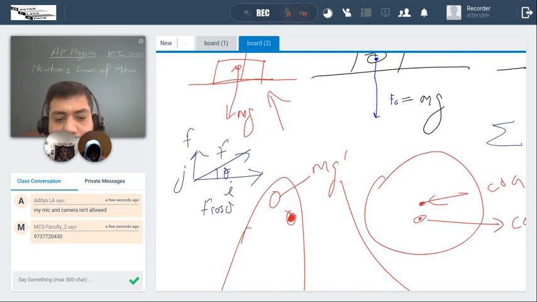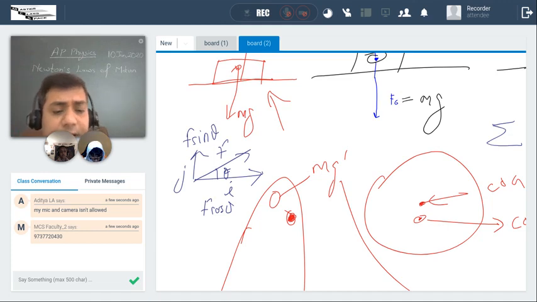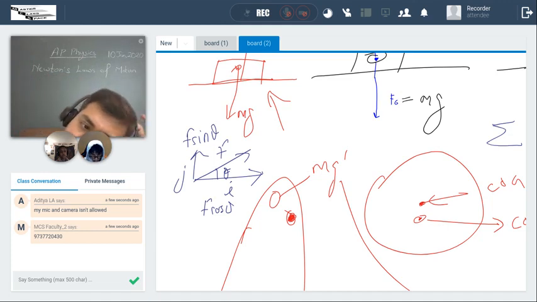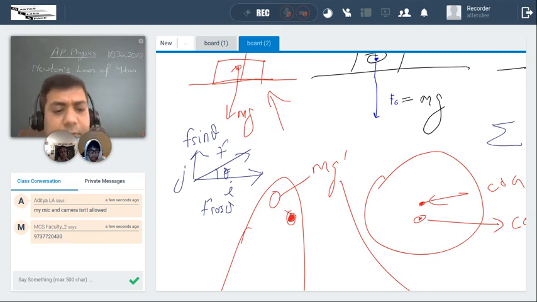I'm not going into much detail about why this comes out to be F cos theta and this F sin theta. This is very easy trigonometry. Ishita, I told you already, and Aditya, I believe you know this one already. If you do not know, you may let me know. Can you re-explain what you're saying? You know this thing? What thing? The vector addition?